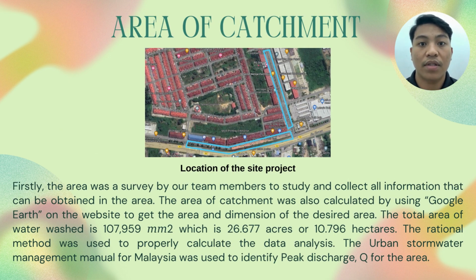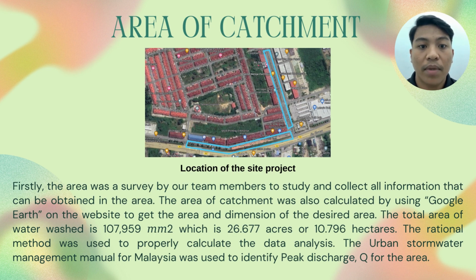Firstly, the area was surveyed by our team members to study and collect all the information that could be obtained in the area. The catchment area was also calculated using Google Earth on the website to get the area and dimensions of the desired area. The total area of water washed is 107,959 square meters, which is 26.677 acres or 10.796 hectares. The rational method was used to properly calculate the data analysis.